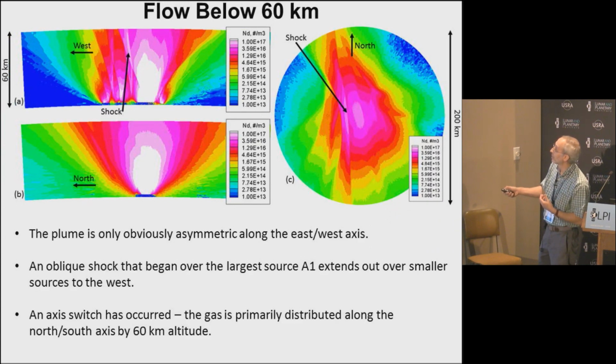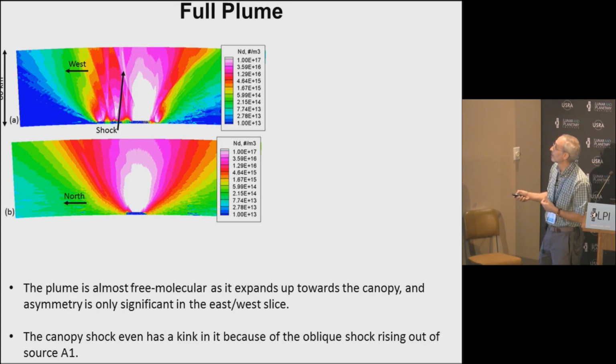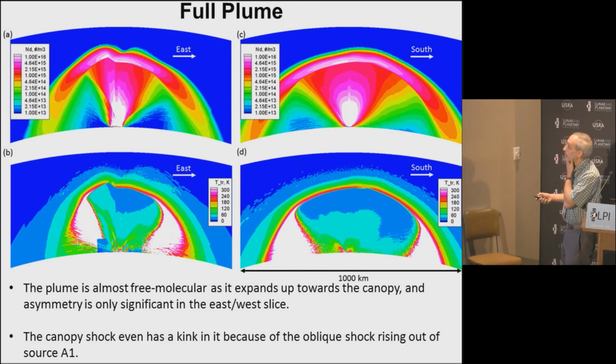Now the domain is at 60 kilometers, and you can see the biggest source region is starting to dominate the flow in density. We can look at it with west to the left or with north to the left, and they look kind of different. And this is what happens looking down on the flow at 60 kilometers altitude. And finally, if we look at the full plume, you get the picture of how all that detailed structure has evolved into this giant umbrella.